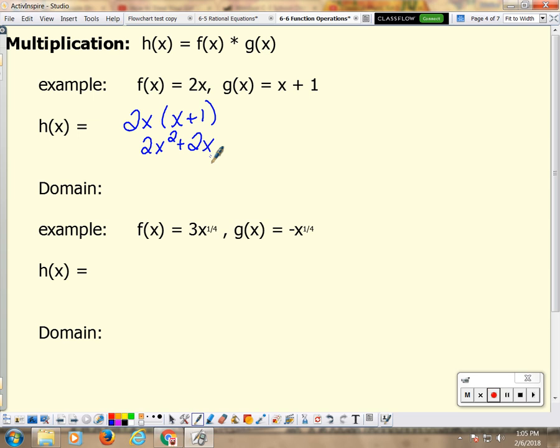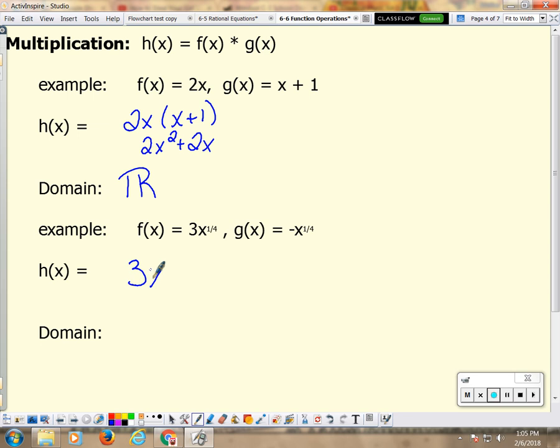Once again, let's look at my problem. To find my domain, am I going to be dividing in this problem? No. Am I going to be taking any square roots or fourth roots or any of those even roots? Am I going to make a radical out of this? No. So my domain is all real numbers.